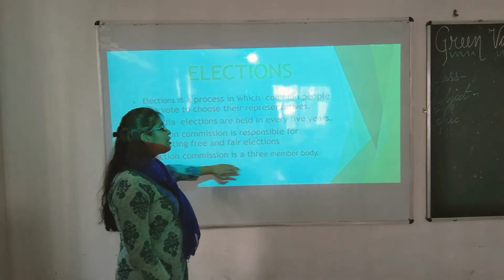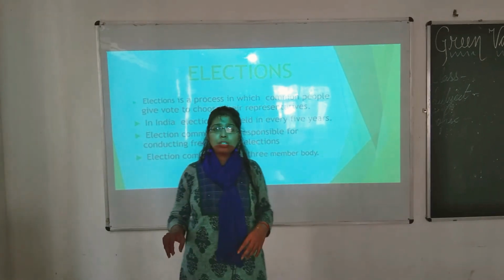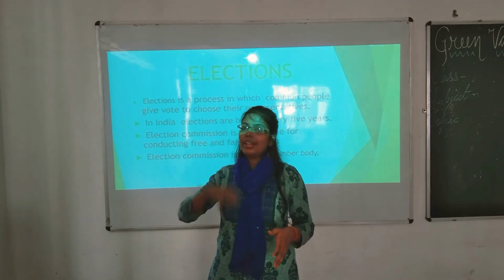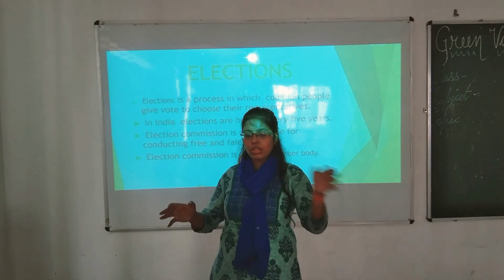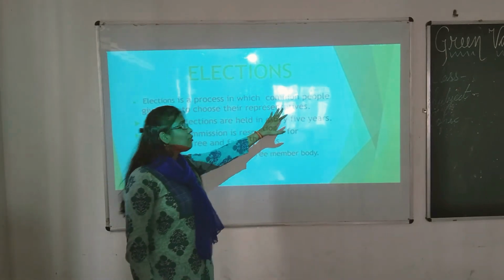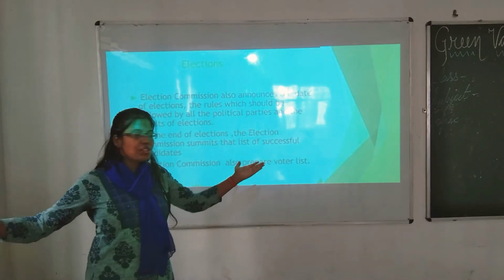Now, the election commission is a 3-member body, one being the chief election commissioner and 2 other election commissioners. I will tell you who the chief election commissioner is right now, and I will show you the image also, and the other 2 election commissioners who assist the chief election commissioner. So this was all about elections. Let us move ahead.